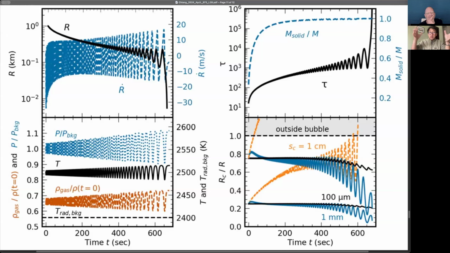They're just acoustic oscillations of a bubble. All these little oscillations on top are just acoustic oscillations, where the period is measured in seconds. And it's just the sound crossing time across the bubble. That's all it is. But you see, on top of that, there's this gradual decline on the scale of, in this case, about 10 minutes.